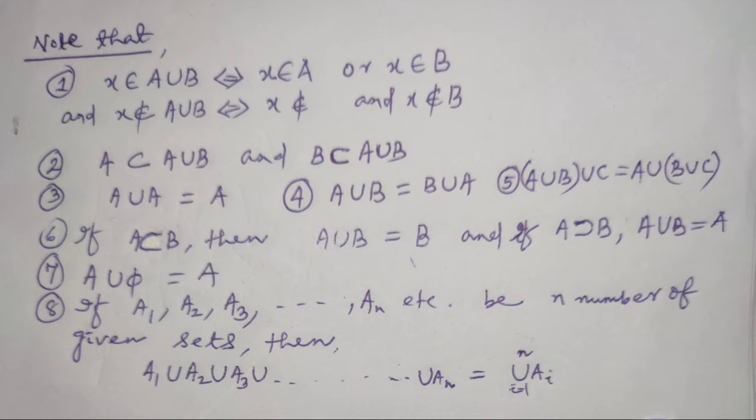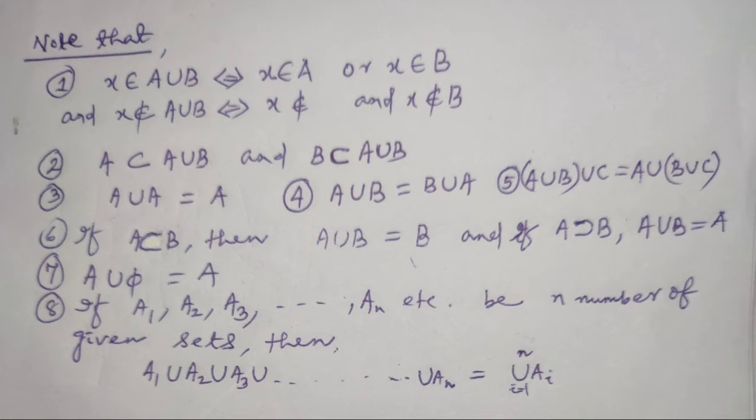If A1, A2, A3, dot, An be n number of sets, then the union of these sets, that is A1 union A2 union A3 dot up to An, is written as the union of Ai, where i changes from 1 to n, as written on this page.